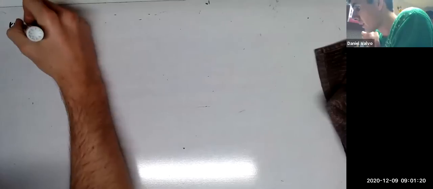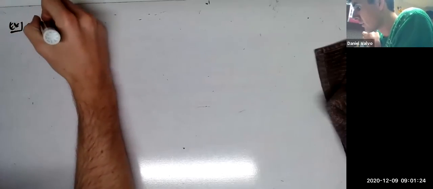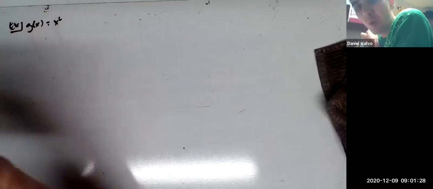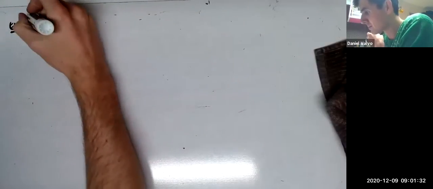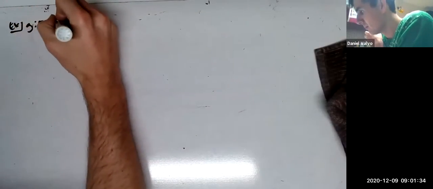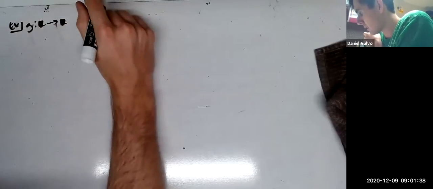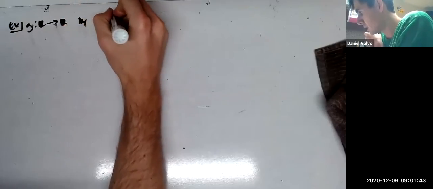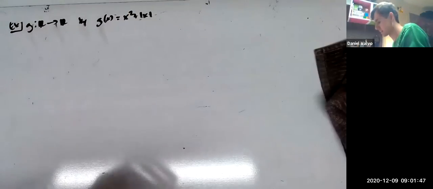The example being, let f of x, it's not different this time, just for fun's sake. Let g of x equal x squared. Once again, I have to define the domain and codomain. I'm so sorry. Let's go from R to R such that g of x is equal to x squared plus the absolute value of x.